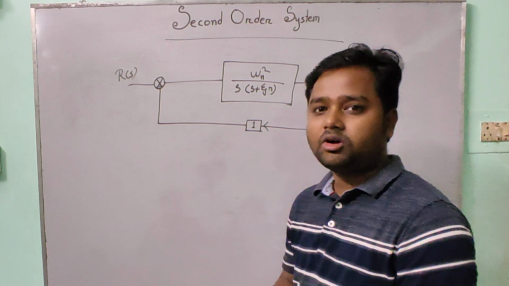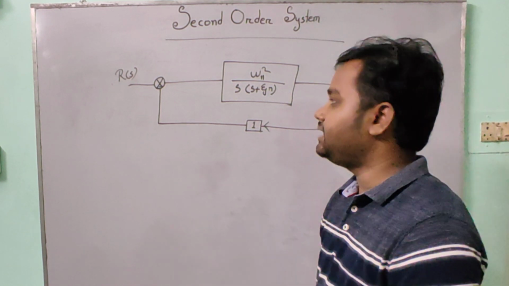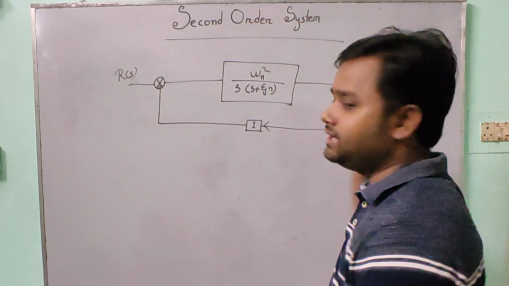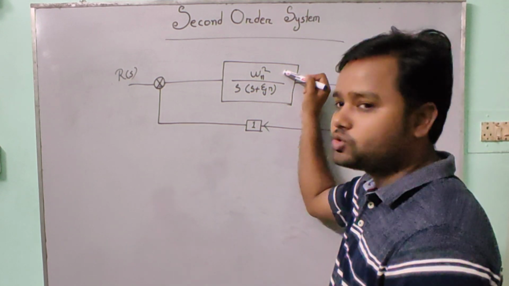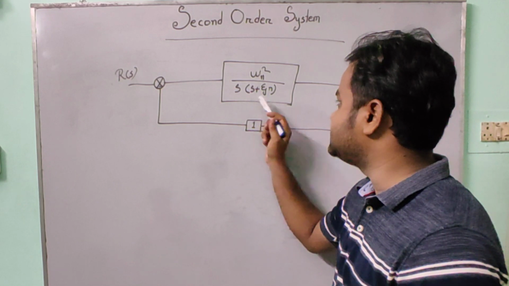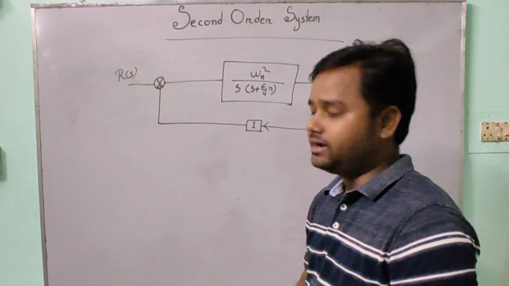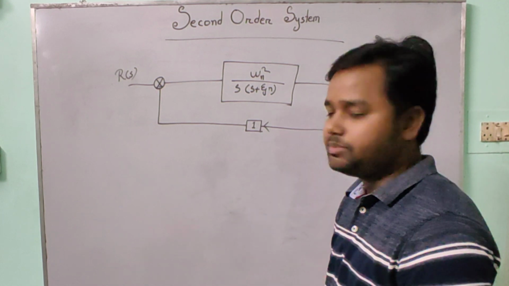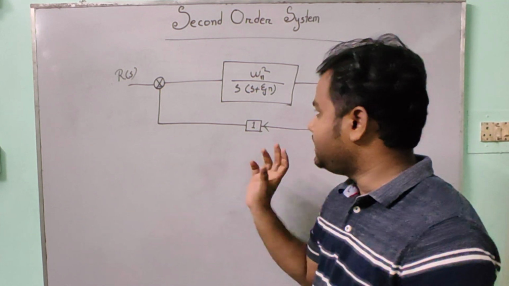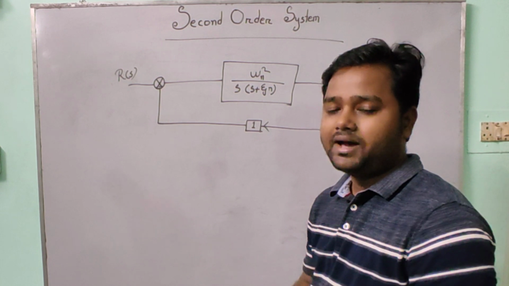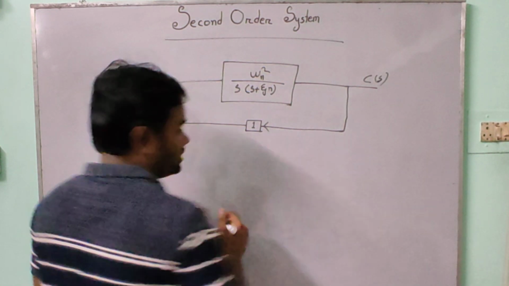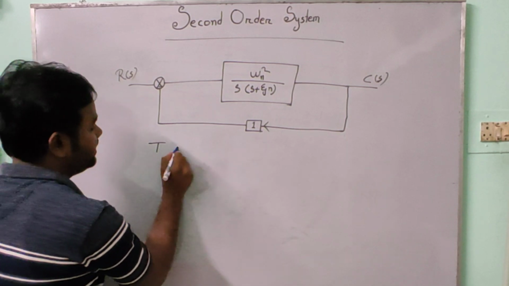This is a transfer function model for a second order system. Here, input is R(s), output is C(s). The gain here is omega n square divided by s into (s plus 2 zeta omega n), and unit feedback, that means the feedback is 1. In this, first we have to find the transfer function. So what is T(s)?